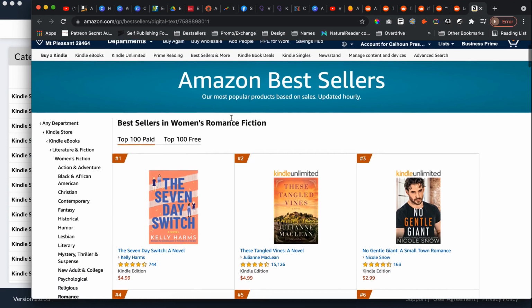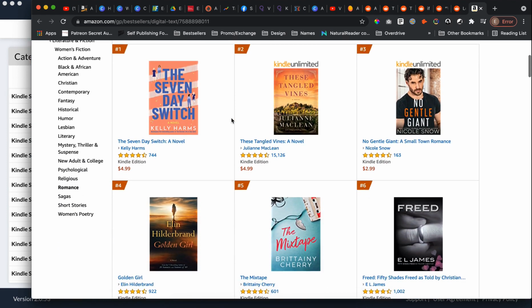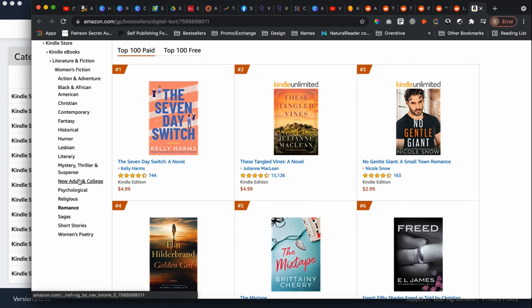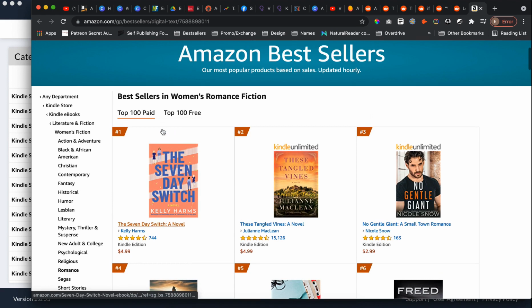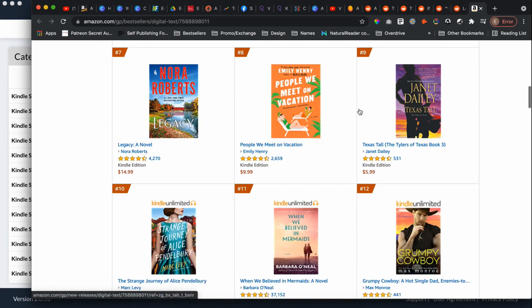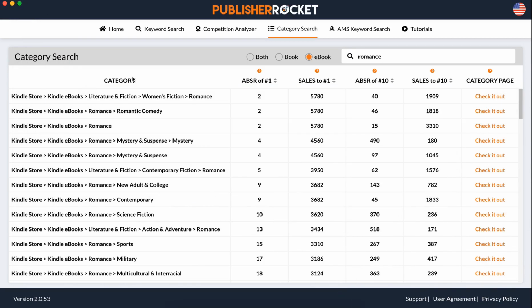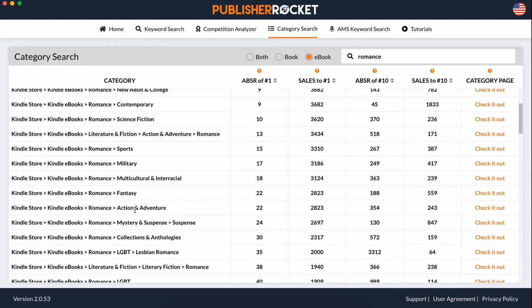Amazon bestsellers. So you can see this is women's fiction, and from here you can navigate and see some of the other categories. You can see the 7-Day Itch, or the 7-Day Switch. I guess this is number 2 in the whole Kindle store. These Tangled Vines, and then you can get a sense for it here. And then let's see, sports, military, multicultural, action adventure, and so on.